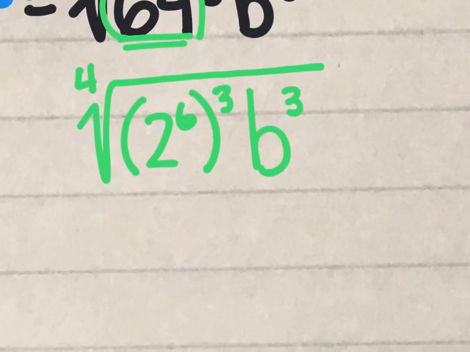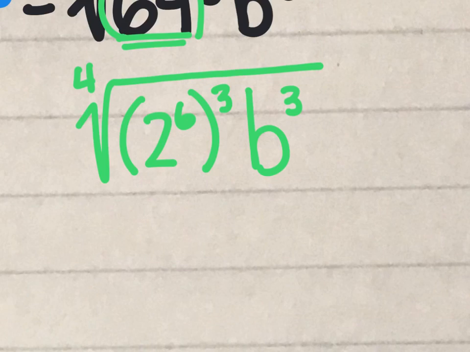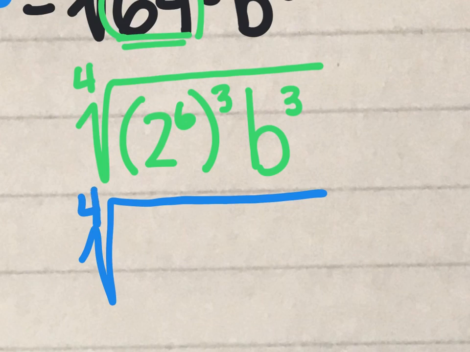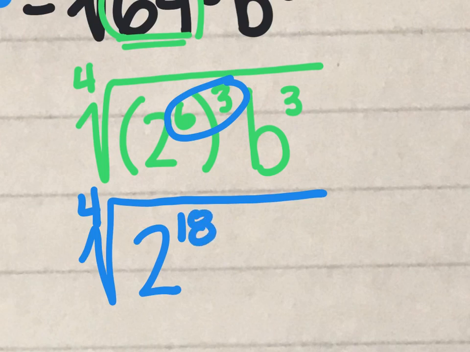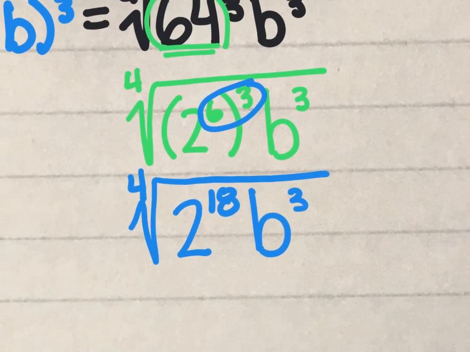Okay? Now follow along. Take what you know about power to a power. So I get 2 to the 18th, b to the third.